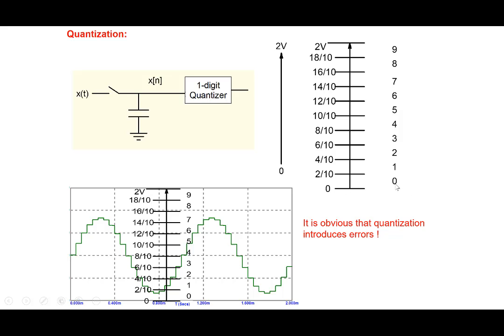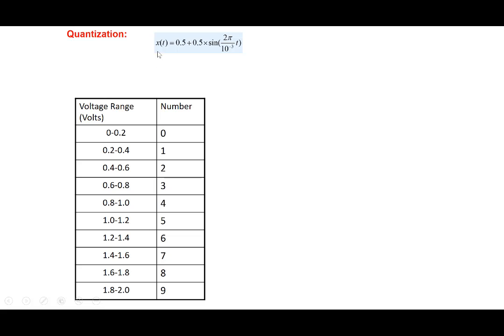You could do a 3-digit quantization. Then you divide the scale from 0 to 2 volt in 1000 parts, in 1000 intervals. All right, so this was the signal that we have. And this is how we are quantizing.